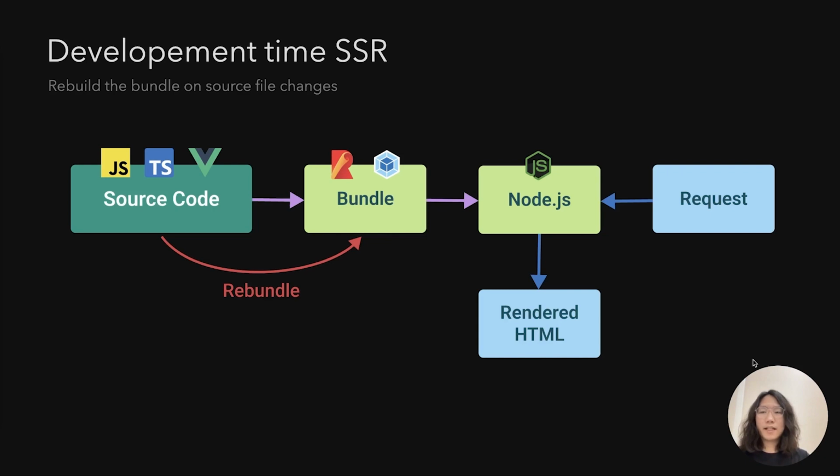The problem is that in development-time server-side rendering, our source code changes frequently, and that means we have to rebuild the entire bundle and re-execute it on every single change we make. And that would be very inefficient in on-demand systems like Vite. So we had better figure out a better way to do that.